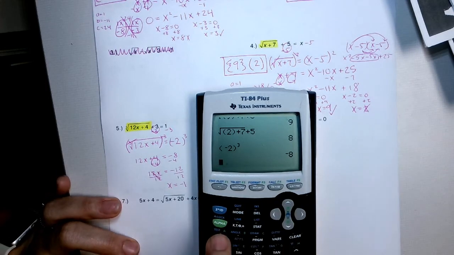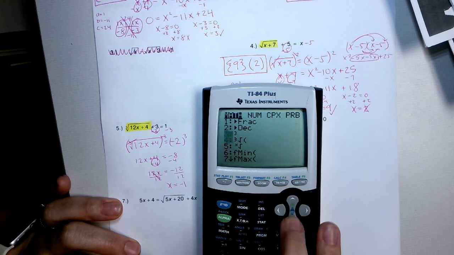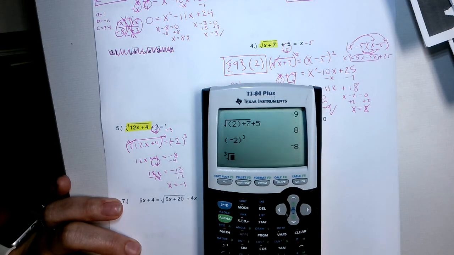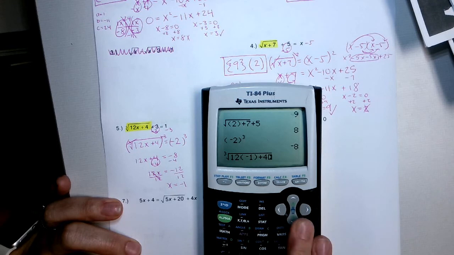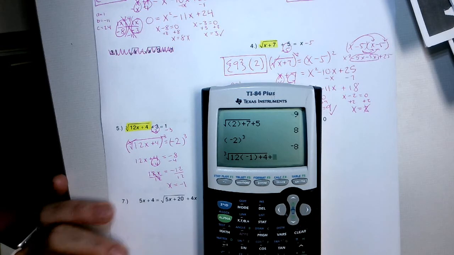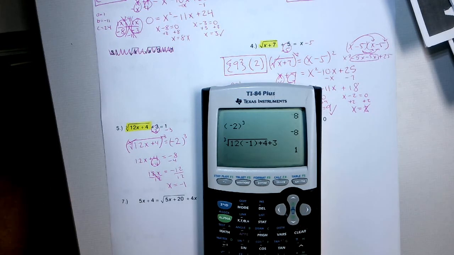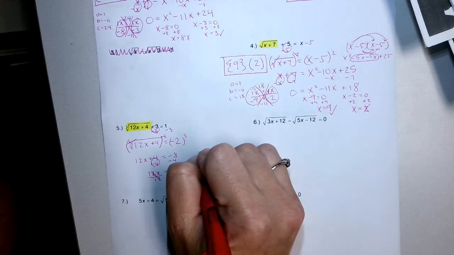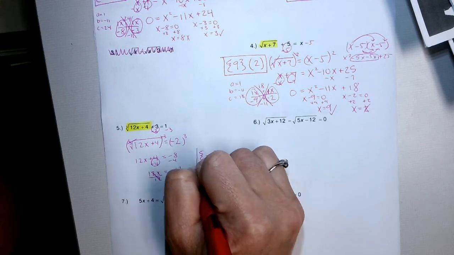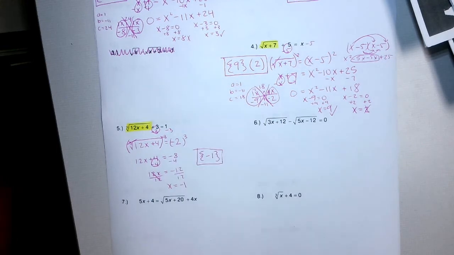Now, to do cube root in this calculator, you're going to hit math for the cube root of 12 times negative 1 plus 4, plus 3 should equal positive 1. Did it work? Yes. So in fancy brackets, there's our solution.